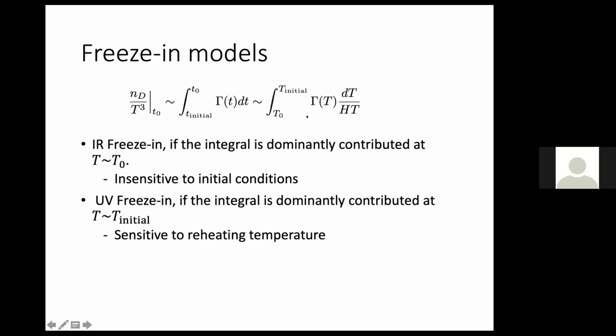The advantage of IR freezing is that it is insensitive to the reheating temperature and to the high energy physics. So only low energy physics determines the number density of dark matter per unit entropy, you can see it as the entropy density. But UV freezing is actually very sensitive to the reheating temperature. So in this talk, we will focus on this IR freezing scenario.